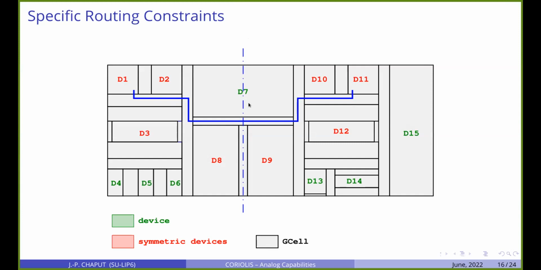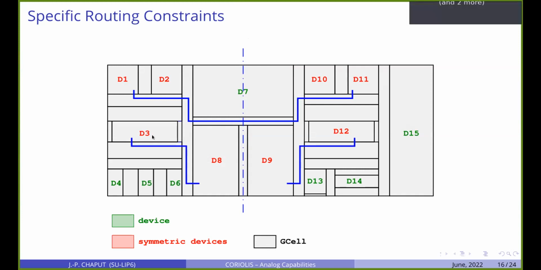Of course, it must go only through symmetric parts of the design. If the design is not symmetric itself, you cannot route a net symmetrically. In the same way, you can also symmetrize two different nets. For example, the net on the left will be symmetrical to the net on the right. And you just have to tell the router that you want symmetric parts.